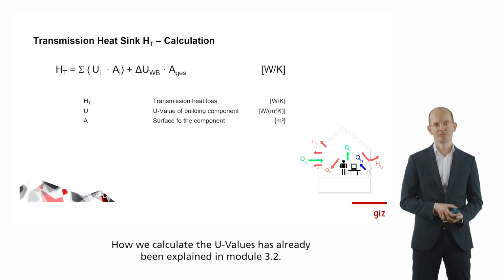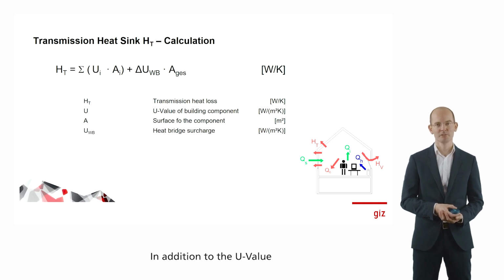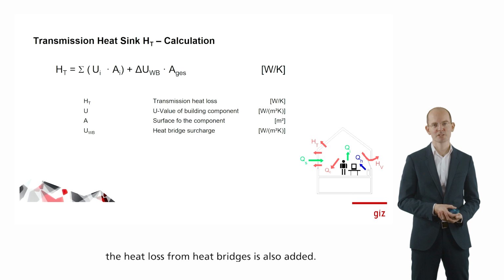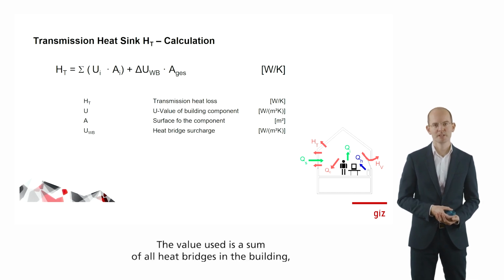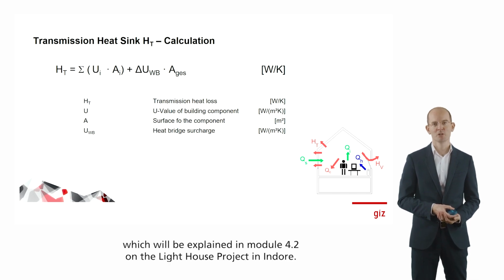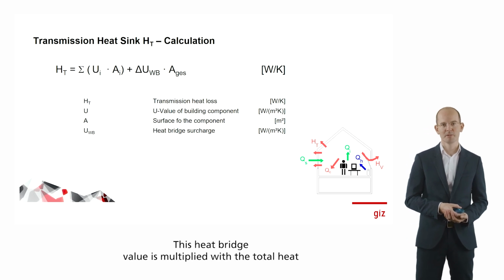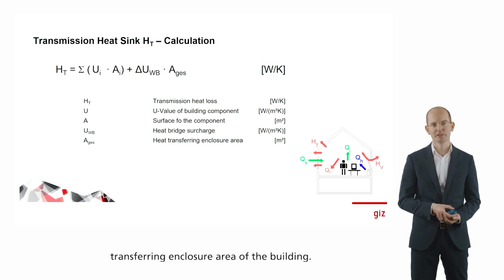How we calculate the U values has already been explained in module 3.2. In addition to the U value, the heat loss from the heat bridges is also added. The value used is the sum of all heat bridges in the building, which will be explained in module 4.2 on the Lighthouse project in Indoor. This heat bridge value is multiplied with the total heat transferring enclosure area of the building.